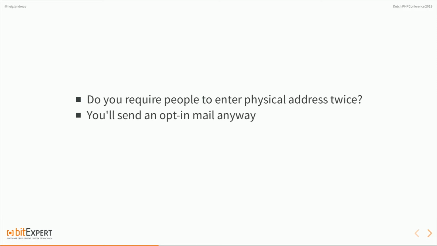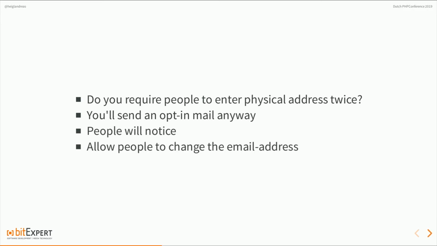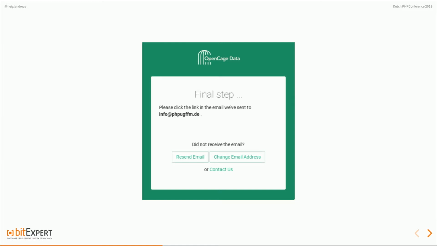I mean, especially with email, when someone enters their email address to something, you will send an opt-in email anyhow. You will send a verification email. So you know, yes, that email is valid. Okay, so people will notice. But what happens when they actually enter the wrong email address? Allow them to change the email address during the registration process. That's complicated, you say? Yes, that might be. But it's possible. These guys, for example, made that.